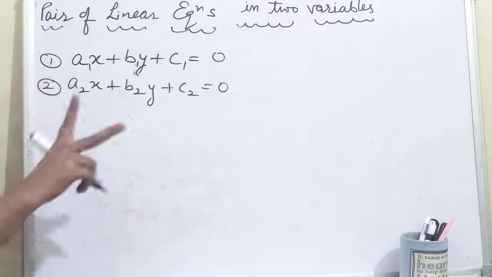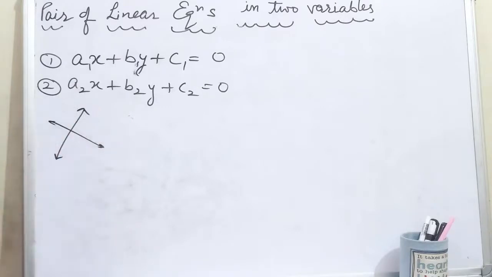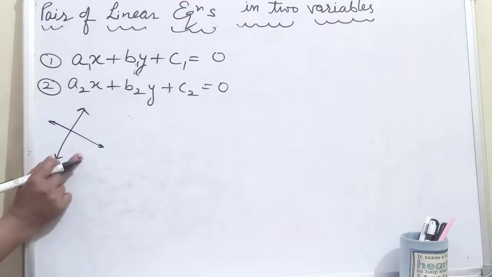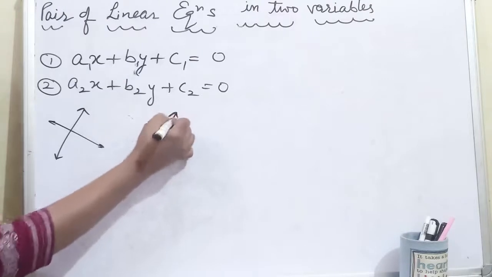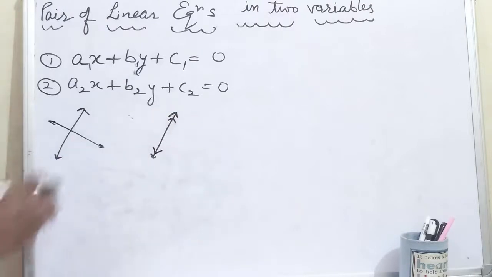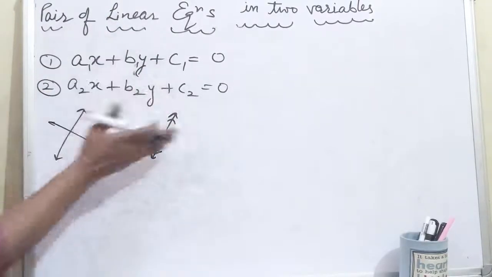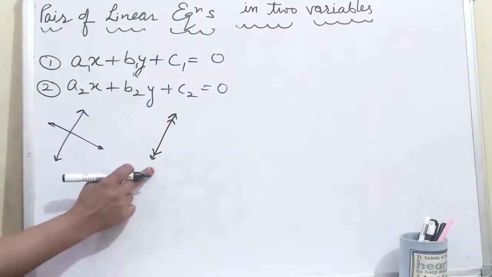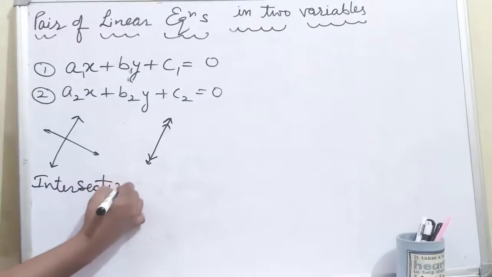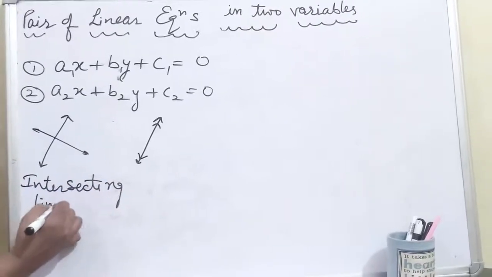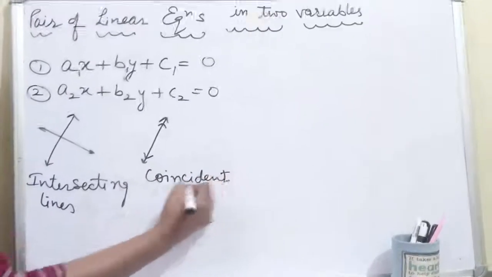Two straight lines can be intersecting. Yes or no? Yes, they can be intersecting, or they can be coincident, meaning one over the other: the path from which the first line passed, exactly the same path the second line will also pass through. At that time they are known as coincident. This is the case of intersecting lines, and this is the case of coincident lines.